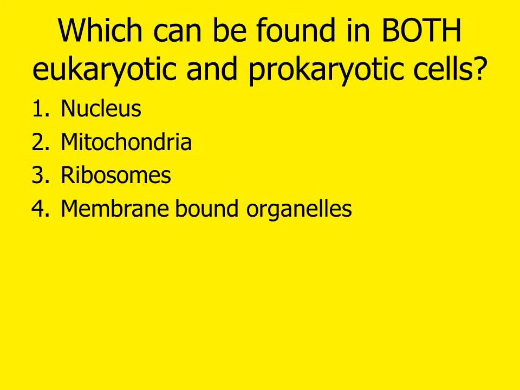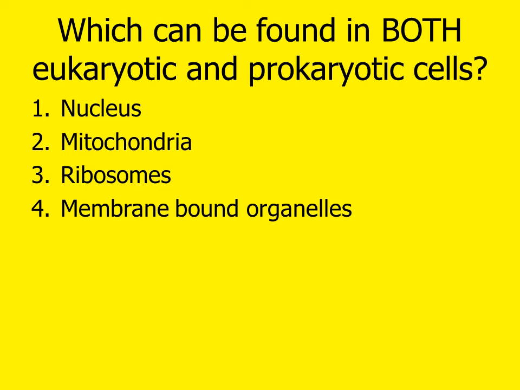But first, if you remember from when I talked about the two different types of cells, eukaryote and prokaryote, which can be found in both eukaryotic and prokaryotic cells. So you might need to revisit those slides from last week. Okay, the answer should be ribosomes.